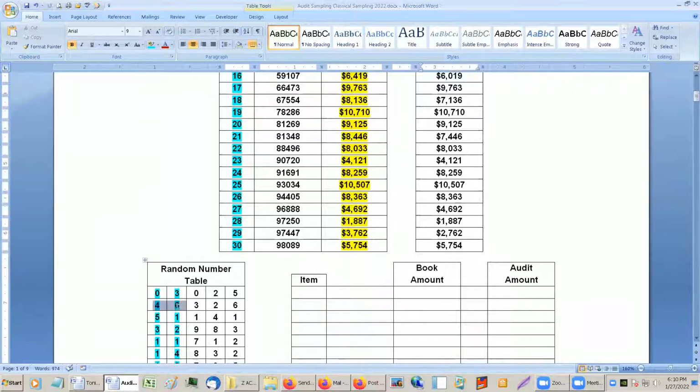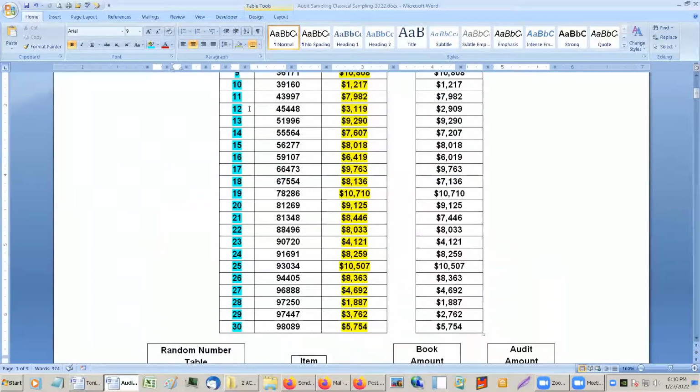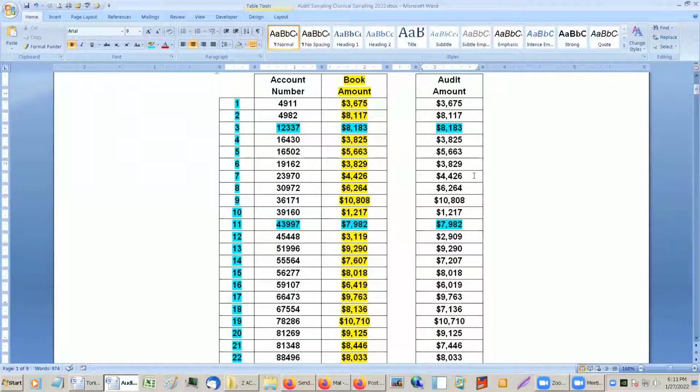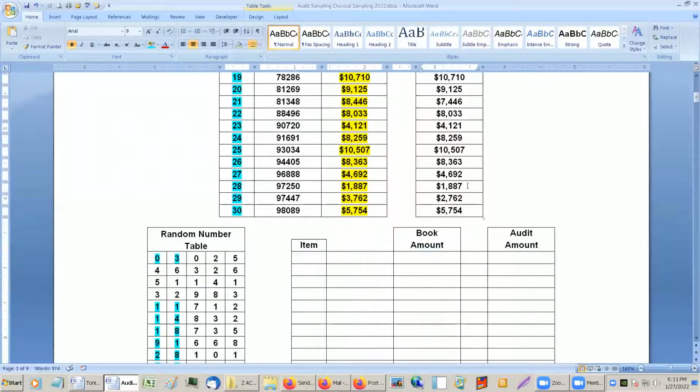Is there a 46 on the table? No. Is there a 51? No. Is there a 32? No. Is there an 11? Yes. We do have an 11. So we pick number 3, number 11.